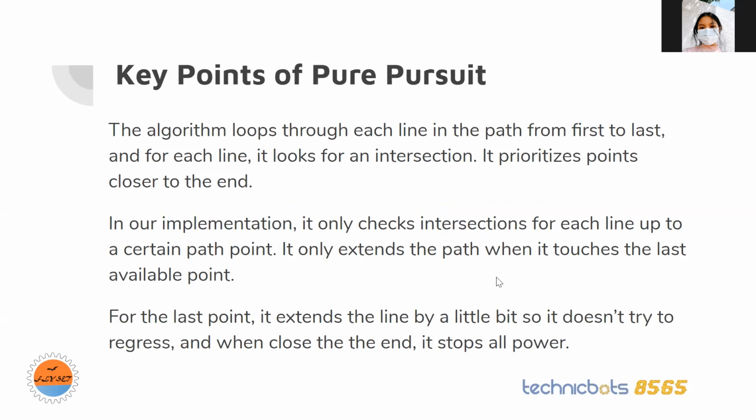All right, so here are the key points of pure pursuit. In the pure pursuit algorithm, we have a path defined by connected line segments. The algorithm looks through every single line segment in the path, and checks: is there an intersection between this specific line segment and a circle around my robot? It looks for an intersection and then tries to follow that intersection. The robot prioritizes points closer to the end. In our implementation, it only checks for intersections for each line up to a certain path point. It only extends the path while it touches the last available point.